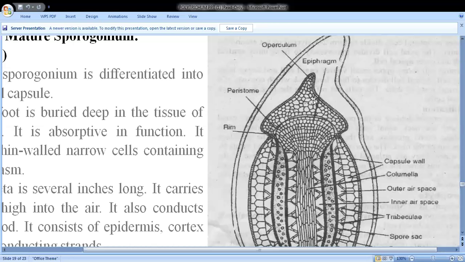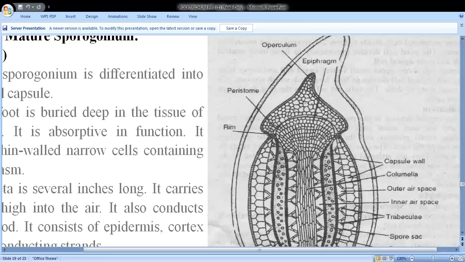The margin of the lid comprises 3 to 4 layers of thick walled cells in the form of a diaphragm. See here, this is the epiphragm, and on the side we observe the peristome. Okay, so the annulus is not distinct. Internally, the lower part of the lid has a transverse membranous tissue. It encloses the capsule and is called epiphragm. To the epiphragm, 30 to 64 triangle shaped peristomial teeth are present. See here, this is the epiphragm. So these 30 to 64 triangle shaped peristomial teeth are present.